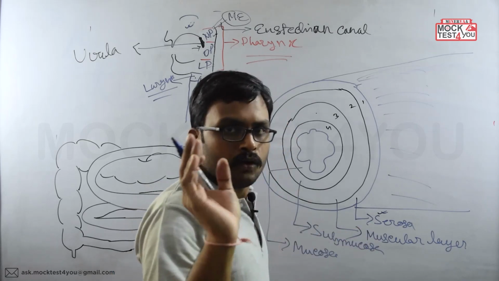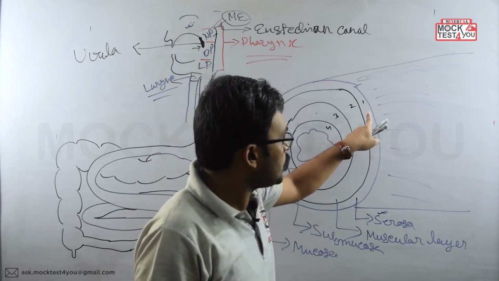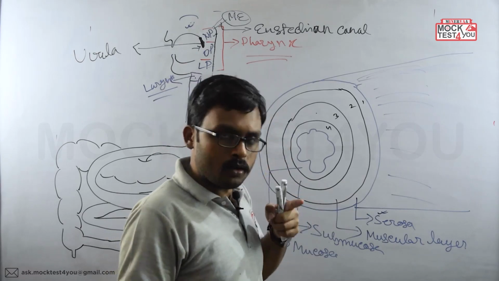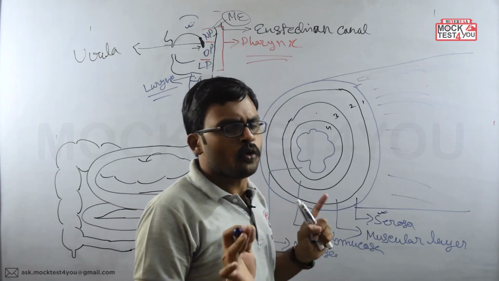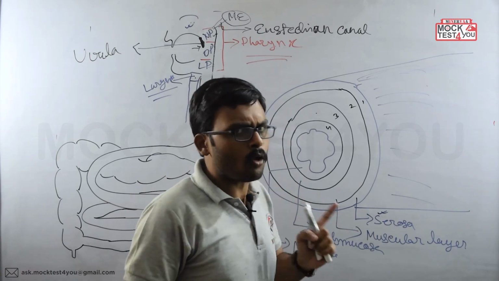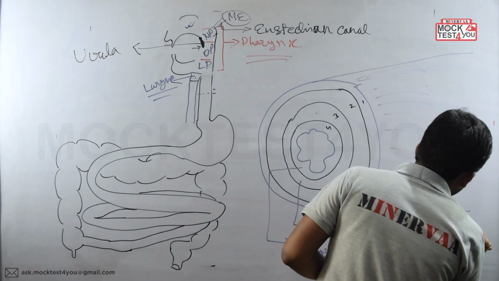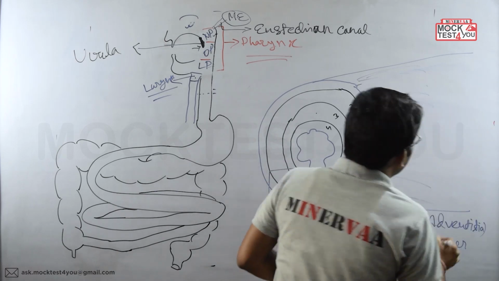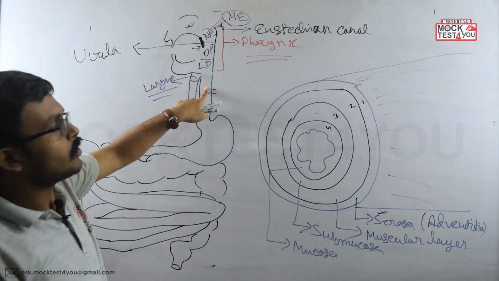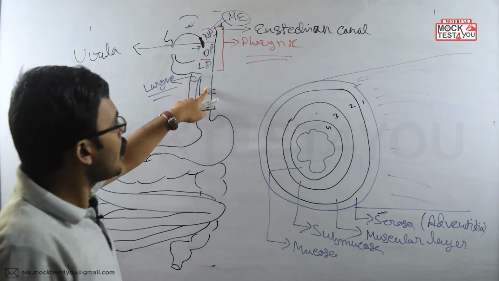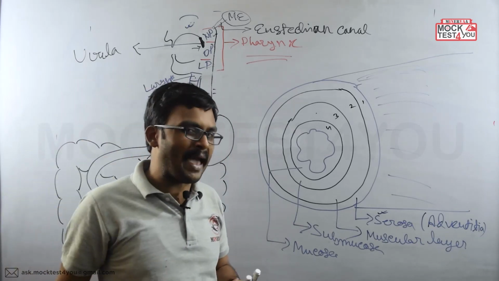But if the visceral peritoneum is not attached to this outermost fibrous covering, then we shouldn't call it the serosa layer. What will we call it? We'll call it the layer of adventitia. And the same thing is happening here for the esophagus: at the outermost layer we are not getting the layer of peritoneum.